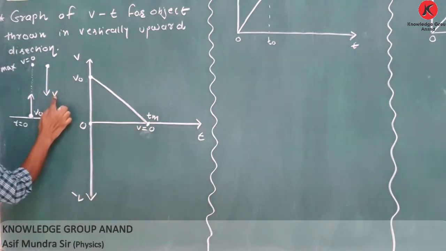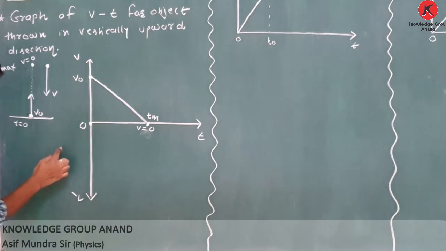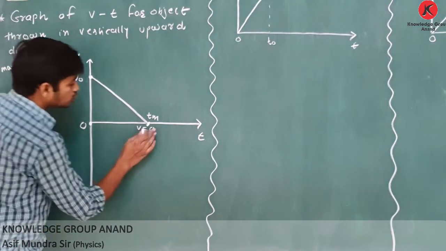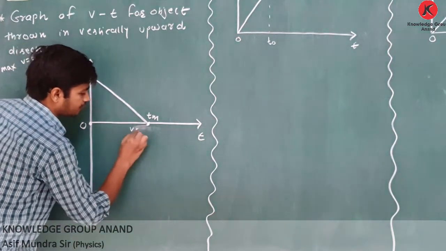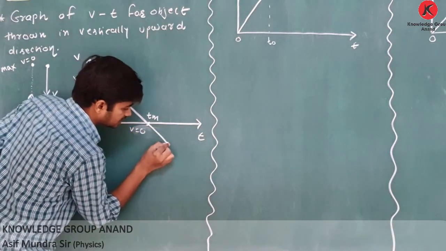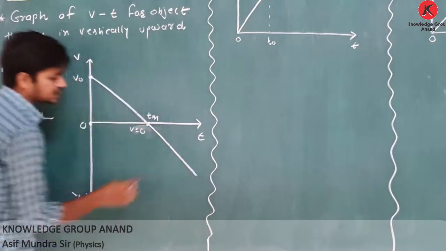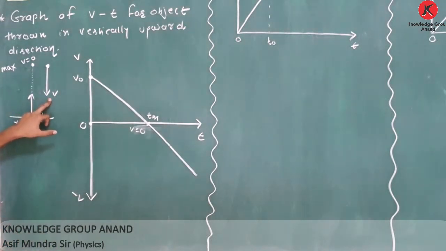Now as it moves downward, its velocity increases under gravitational acceleration, means again the VT graph will be a straight line. So after this time Tm, its velocity increases, but in the opposite direction. So this is the graph of V versus T for an object thrown in the vertically upward direction. This graph is for the upward journey, and for the downward journey, it is this graph. Clear? Okay. Now next question, see.